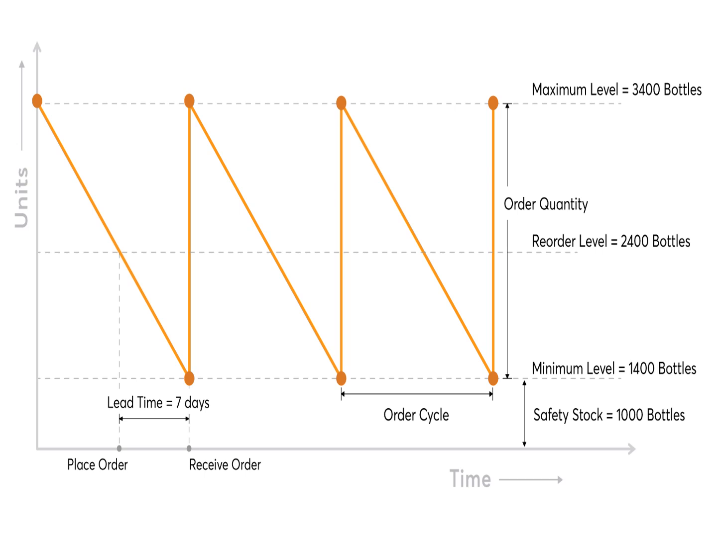The minimum level, which is 1400 bottles, helps us to fulfill our orders until our new order stock reaches our warehouse, and we have plus 1000 bottles as safety stock, which covers any delays or surge in the demand. Once the new order is received in our warehouse, the stock level returns to the maximum level of 3400 bottles.